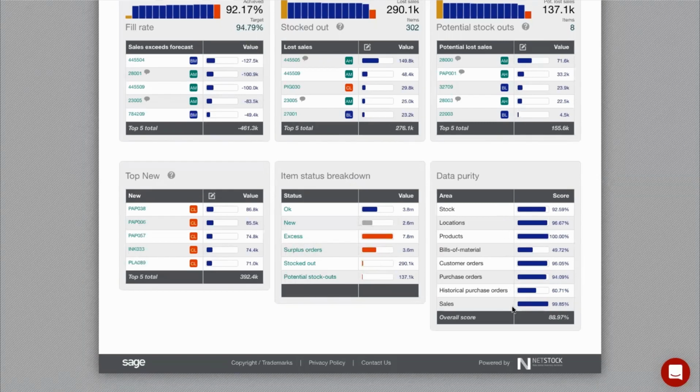And then the data purity dashboard. So obviously information is very important. The data coming out of the accounting system is very important to us. And we track that on a daily basis to see how good the information is. And obviously the better the information, the better results are going to be in the application. So we're always tracking that.